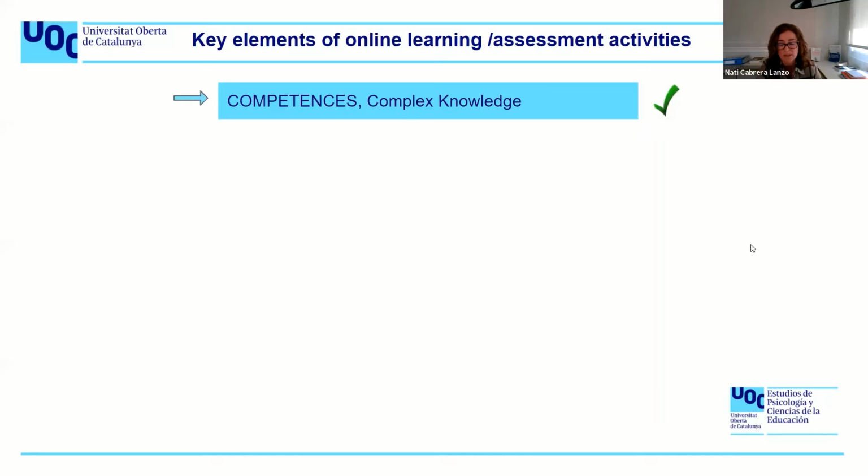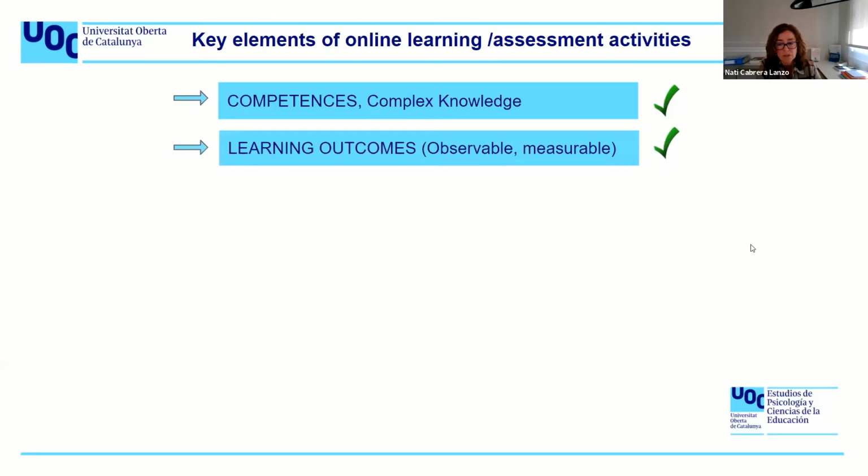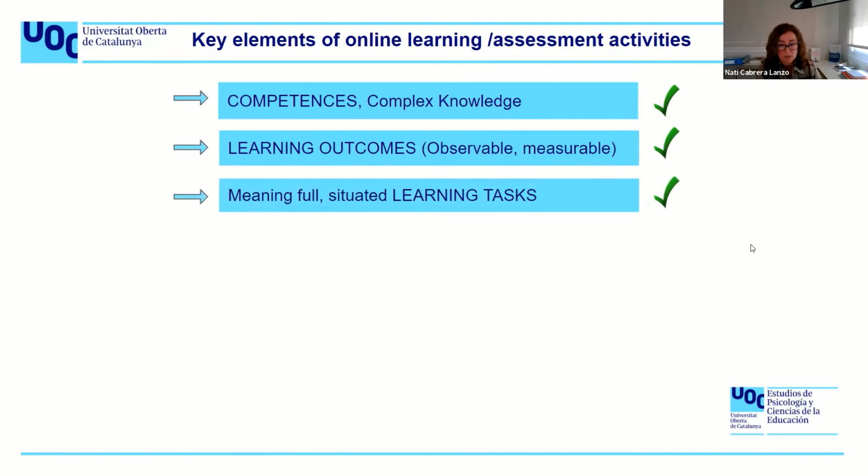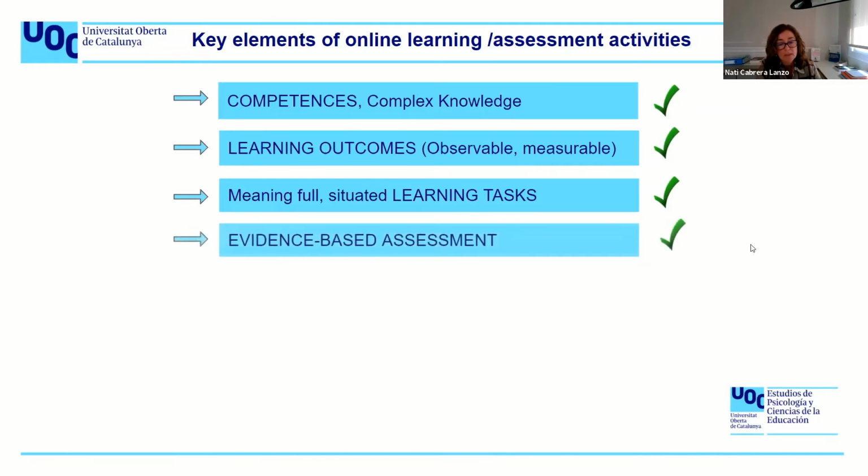What complex knowledge, what competencies are we working on, developing, learning? What learning outcomes related to these competencies are we expecting students to achieve? What learning activities or tasks are the most appropriate to facilitate students to develop these competencies? What evidence of learning is going to be produced that can be observed, valued by the teacher or whoever evaluates?